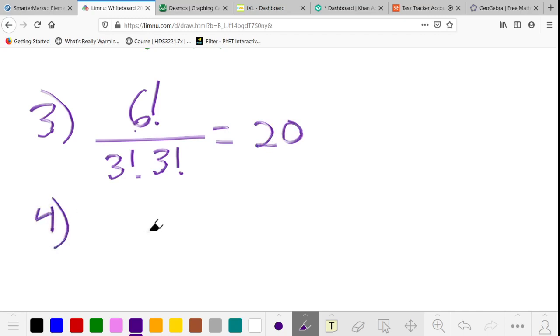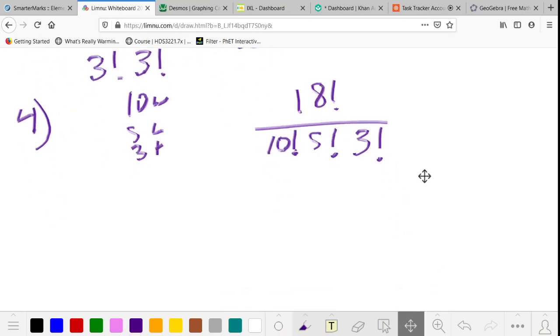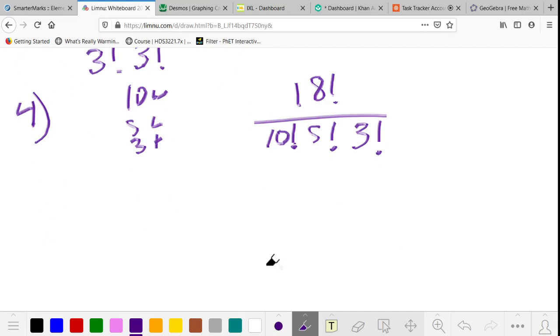Number 4. A hockey team has a record of 10 wins, 5 losses, and 3 ties in 18 games. How many different ways could this record have occurred? Well, that's arranging 18 games with the 10 wins, 5 factorial losses, and 3 factorial ties.